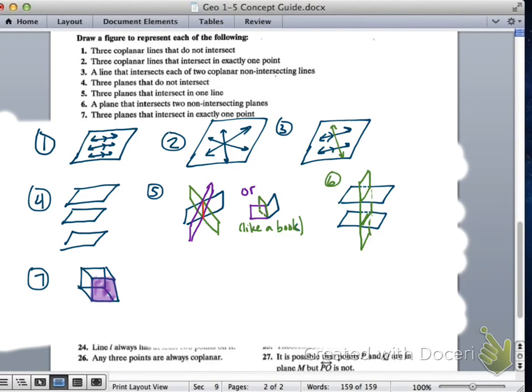Number 7. The best way I can describe 3 planes that intersect at exactly one point. Draw a cube. Those 3 sides intersect at that point. Or imagine in a room, the floor, and then 2 walls that meet at a corner. That there would be that one point that is the corner, the bottom corner. Okay, pause again and give the next set of questions a shot.